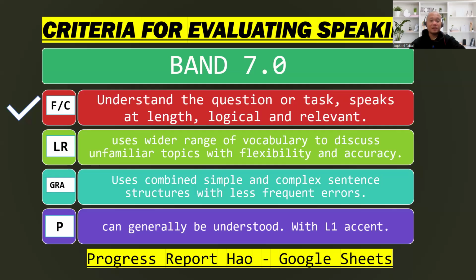For lexical resource, the candidate uses a wider range of vocabulary to discuss unfamiliar topics with flexibility and accuracy. So take note, it says with flexibility and accuracy. For grammatical range and accuracy, the candidate uses a combination of simple and complex sentence structures with less frequent errors. And finally, for pronunciation, the candidate must be generally understood, with very little L1 accent, or first language accent.